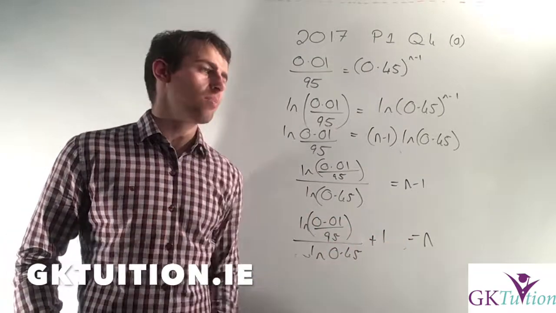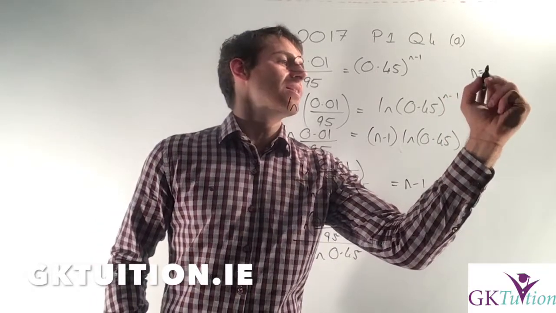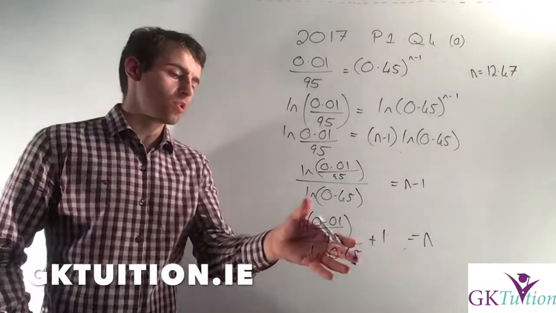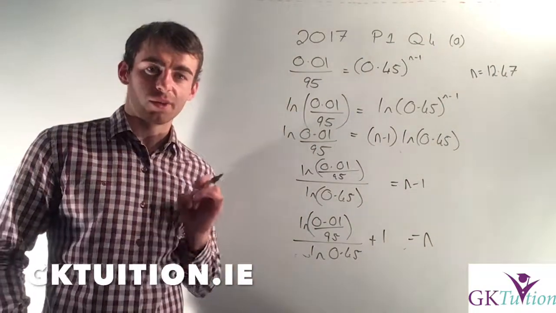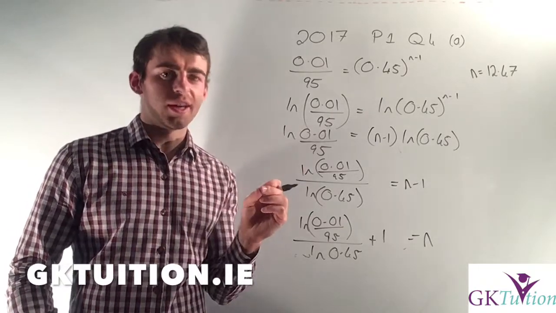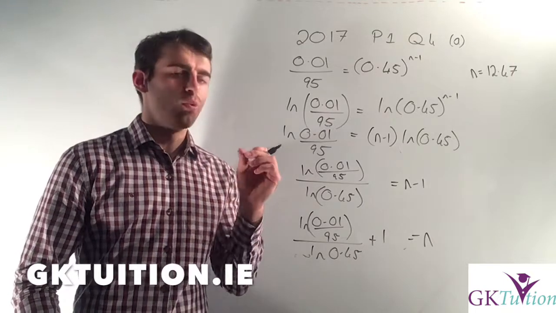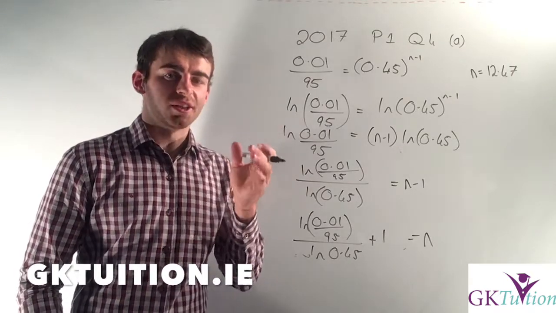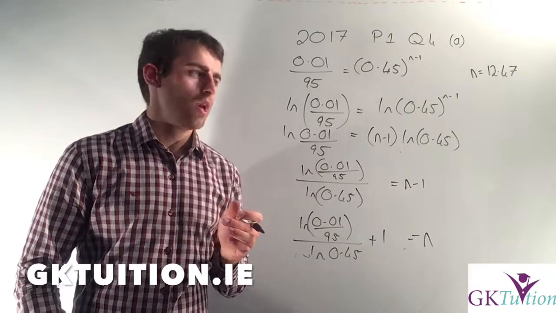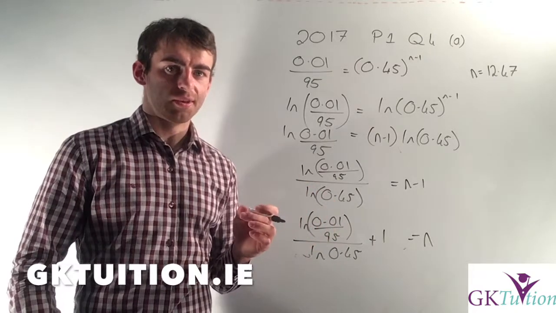I can just plug them all into my calculator. And if I start at the top over here, I'm going to get n is equal to 12.47. Okay, so if you just plug all that into your calculator, you get n is equal to 12.47. But still, this is very tricky now. Look at the wording at the end of the question. I was asked, on what day is the percentage of substance in solution less than 0.01? I know that after 12.47 days, it's going to be less than 0.01.